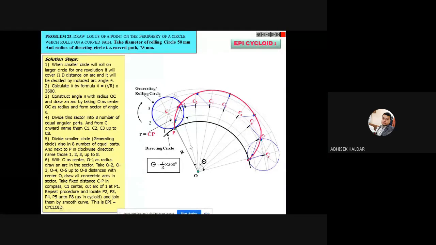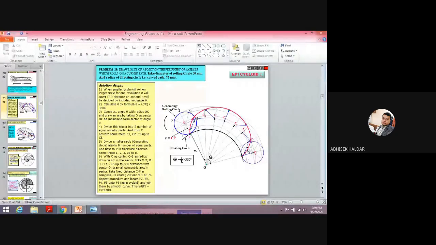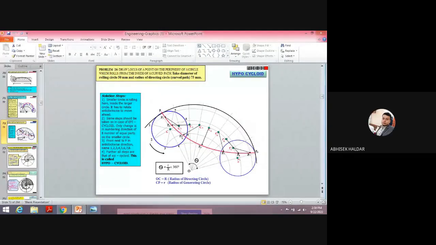So once you have understood epicycloid, it is very easy to understand hypocycloid now. Very easy. It will take 5 minutes, I'm assuring you. Okay, may I proceed with the hypocycloid? Yes, sir. Okay, you see, it is just the same concept.